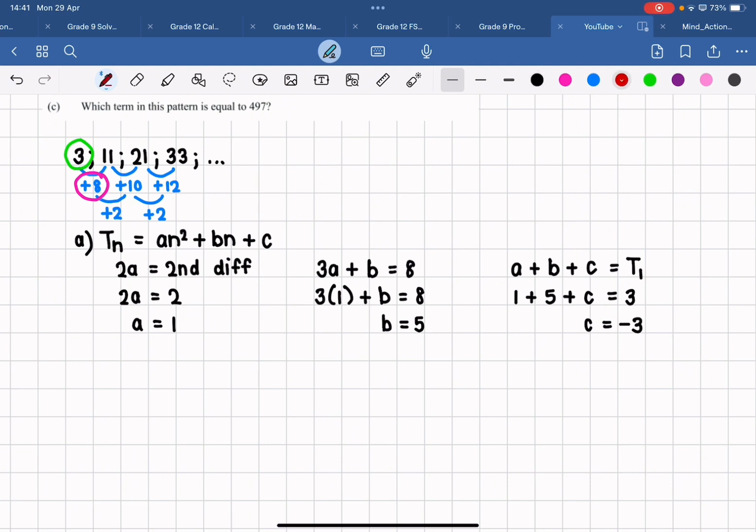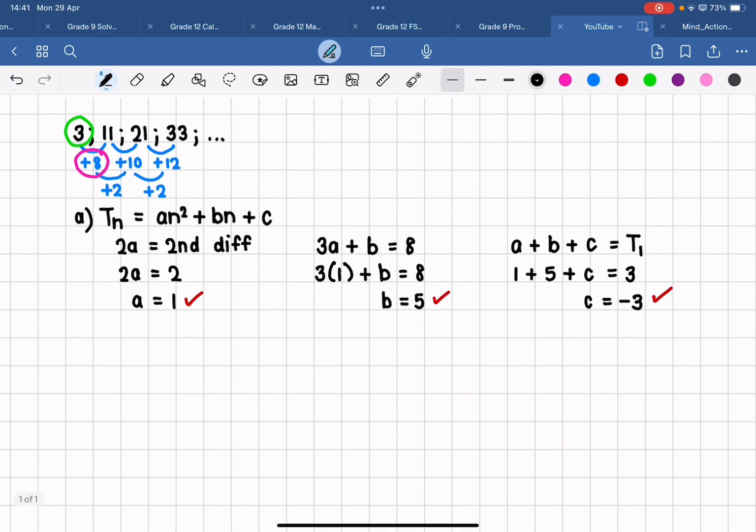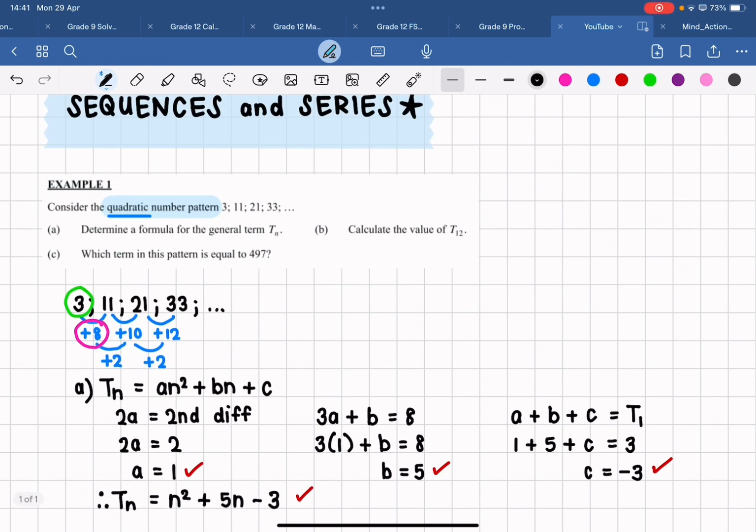Now in a test or exam, you will get 1 mark for each of these values, and then the 4th mark is going to be for actually writing the formula down. So in this case, it's 1n squared. I'm just going to write n squared plus 5n minus 3. That will be your 4th mark for this question. Alright, so A is done.